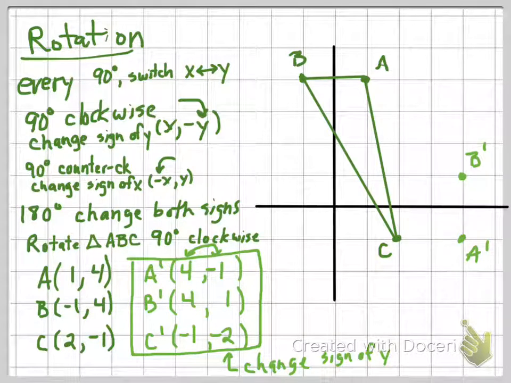Once I had A prime, I also knew that B prime was just going to be 2 spots to the side of it, because B was 2 spots to the side of A. And then C, I can see is 1 away from Y and 2 away from the X. So it's going to go 90 degrees and be 2 away from the X and 1 away from the Y. So there's my C prime. And I can connect it and there's my rotated triangle.